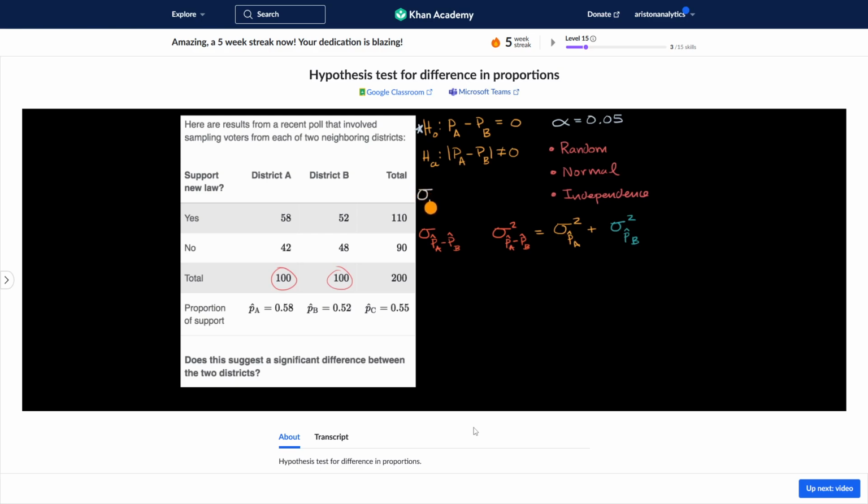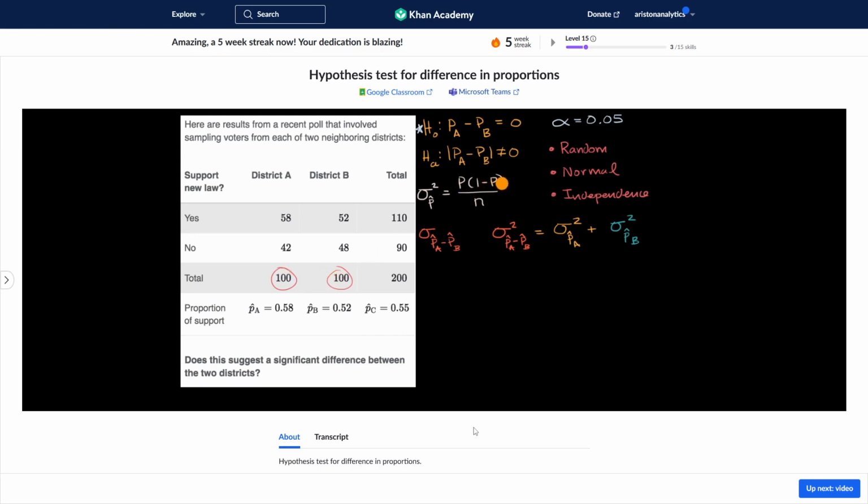We've seen this before. The variance of the sampling distribution of the sample proportion is going to be equal to our true proportion times 1 minus our true proportion, all of that over your sample size. Now, in either situation, we don't know the true proportions for District A or District B. That's why we're even doing this hypothesis test to begin with. But we can try to estimate it. Remember, we're assuming that the true proportions are equal, even though we might not know what they are.